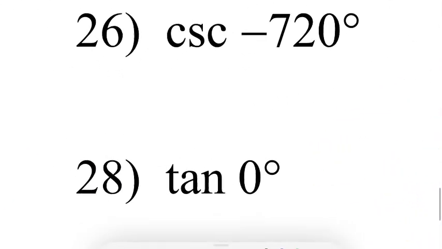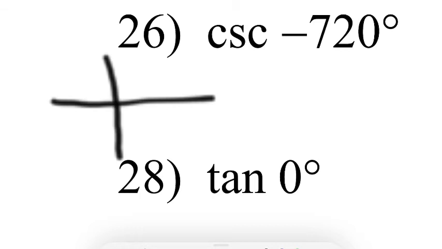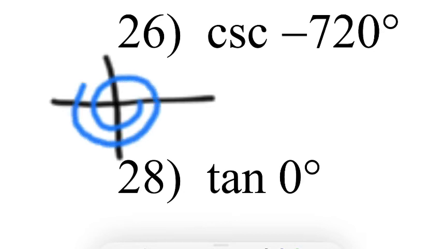All right, 26. For 26, we want to sketch our angle to get our reference angle. So we're going to go all the way around. That's 360. Another 360 would actually be -720, so we end up at the same spot. So for our reference angle, we don't have to go anywhere.